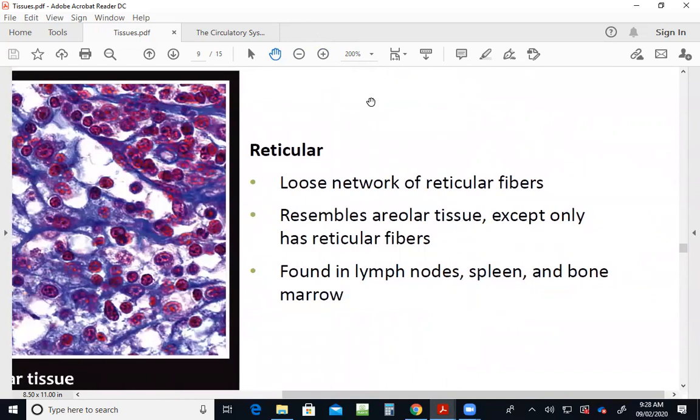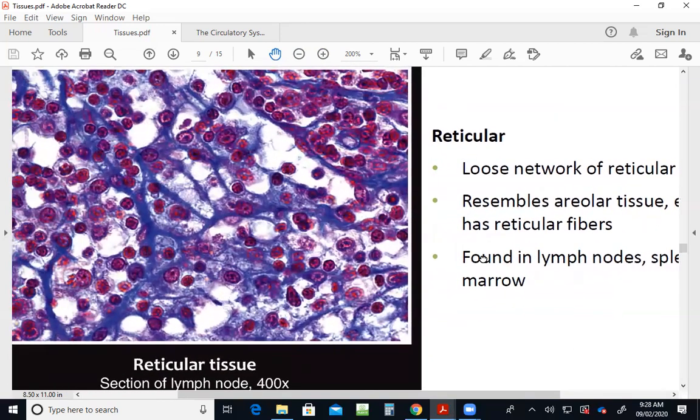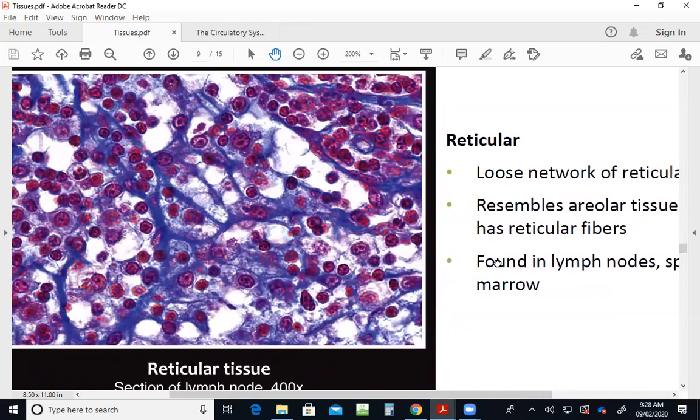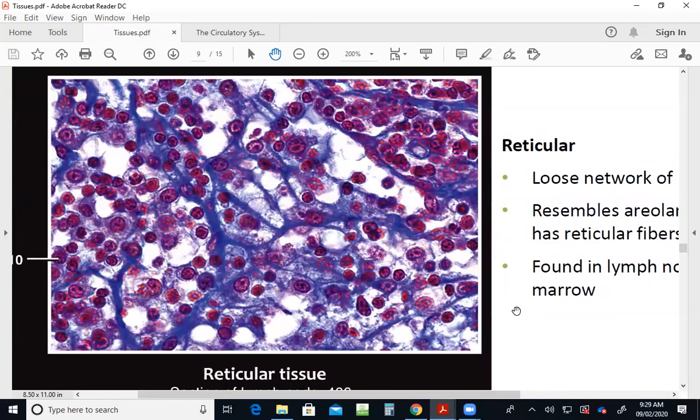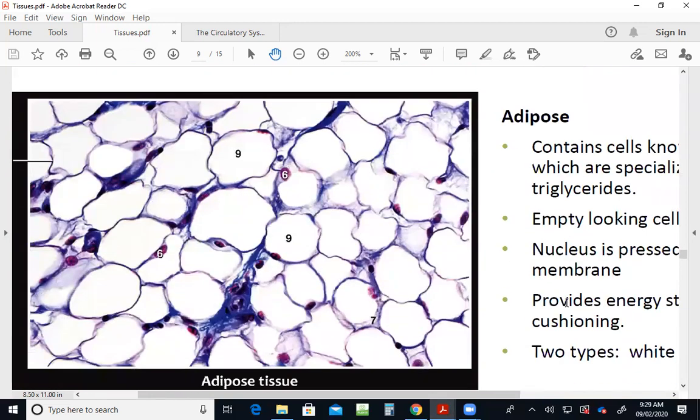Reticular is a loose network, and it's called reticular because it's got reticular fibers, and that's the only type of fiber, so it doesn't have collagen or elastic fibers in there. Find them in our lymph nodes, our spleen, and our bone marrow, and they help with supporting blood cells and that kind of stuff. One cool thing they do in our lymph nodes, they act like a spider web, and they help trap stuff as it passes through our lymph nodes, like viruses and bacteria, so that our white blood cells that are in our lymph nodes can kill that virus, bacteria, whatever it is.